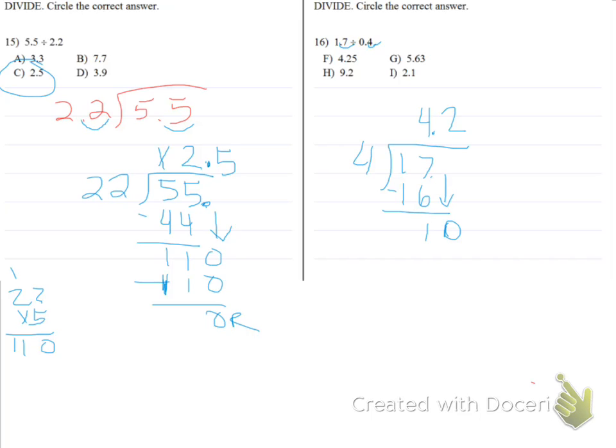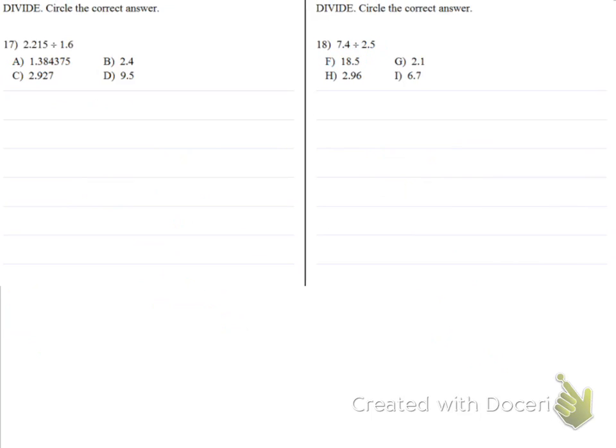4 into 10 is 2. 4 times 2 is 8. Still more zeros. 4 into 20, that's 5. And now we have 0 remainder. So we're done, and that would make the correct answer F. Okay, it continues like that, just bigger numbers.